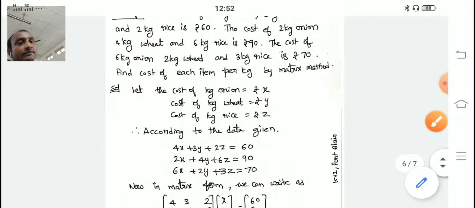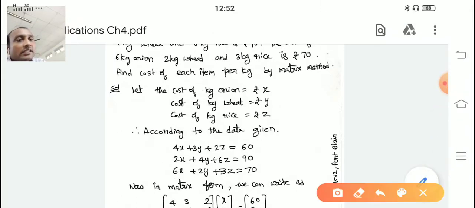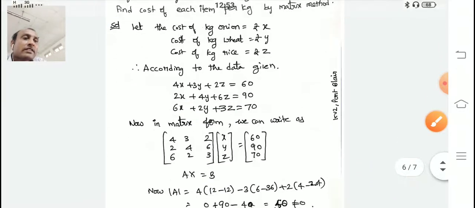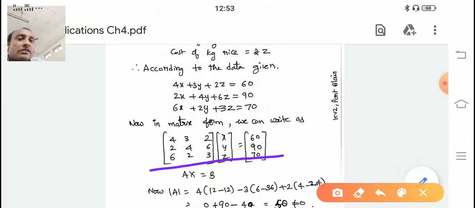Second data, according to the data given, 2 kg, 4 kg, 6 kg, so it is 90 rupees. Third one, 6, 2, 3, it is 70 rupees. We got the data of 3 people. Now, after getting the equations, solve them by using the matrix method.